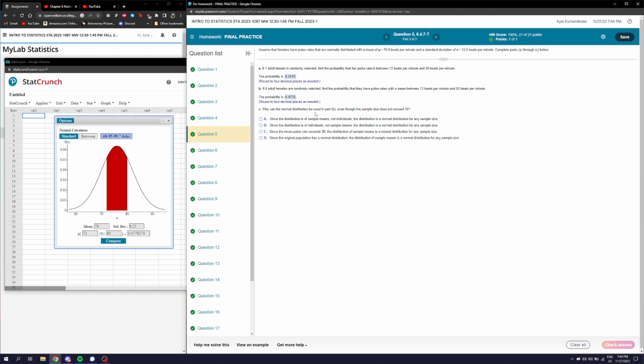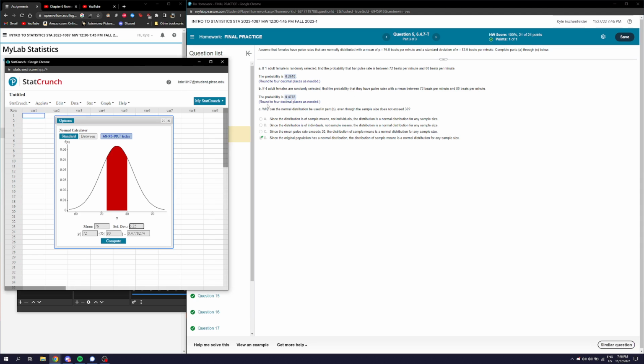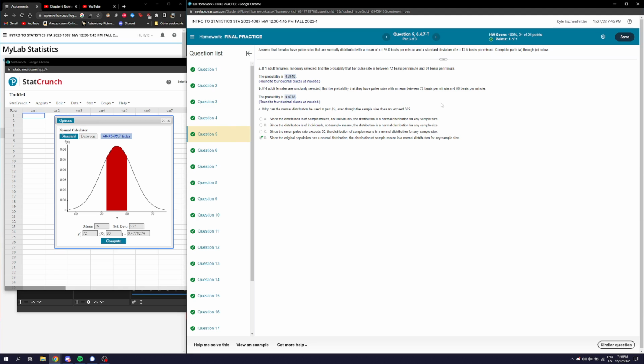And why can the normal distribution be used in part B, even though the sample size does not exceed 30? Now, I don't know what this means. I'm going to pause it and figure it out. Okay, figured it out. The answer to C: the sample size is 4. It's because it originally states that they are normally distributed, so you just say that. The original population has normal distribution. There you go.